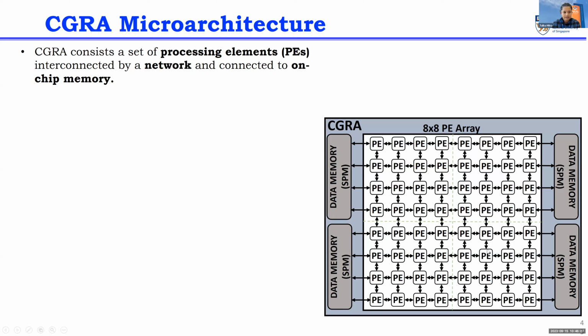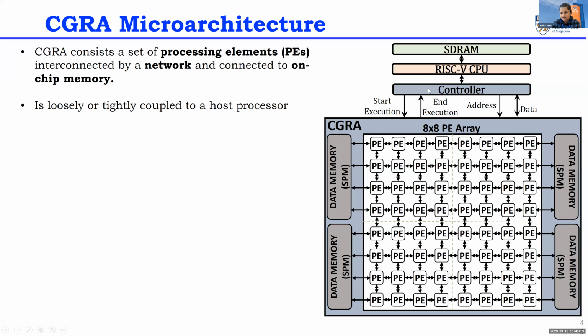A CGRA can be loosely or tightly coupled to a host processor. In this diagram, we can see it's connected to a RISC-V CPU through a controller. A CGRA being a passive device, it will always rely on the CPU to trigger the control. For example, at the beginning of the execution, the RISC-V CPU will send all the data required for processing to the data memories of the CGRA, and then it will trigger a start execution signal by which the CGRA will start the processing. After the processing, the CGRA will trigger the execution end. Then the CPU or the controller knows that the execution has finished, and it will start loading the data back to the main SRAM.